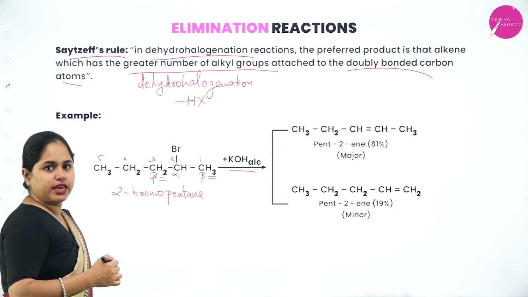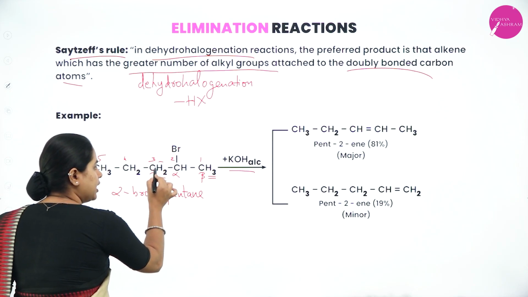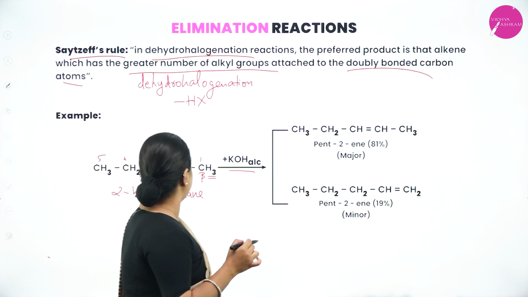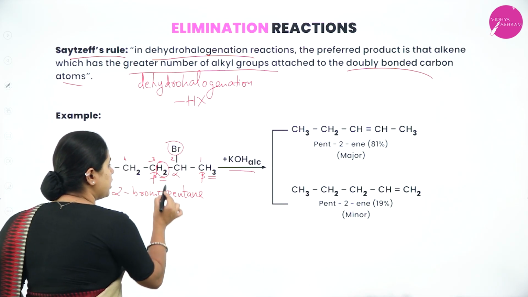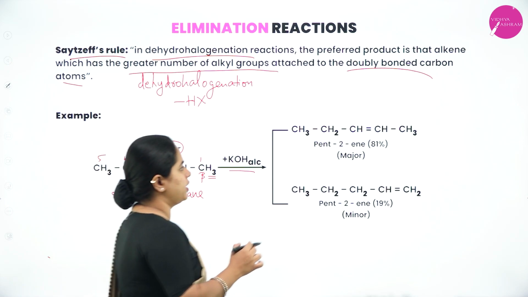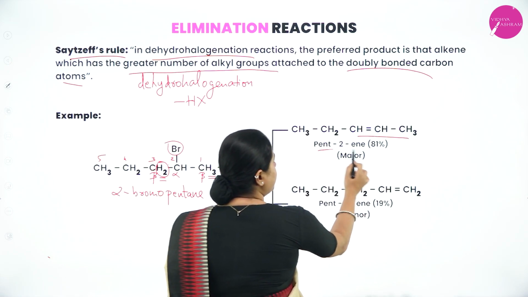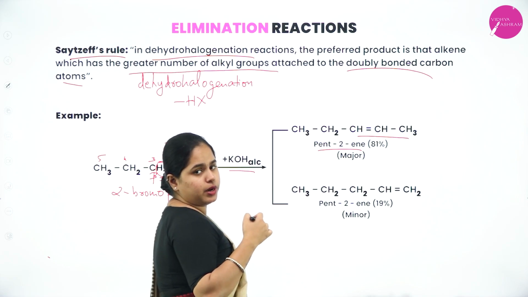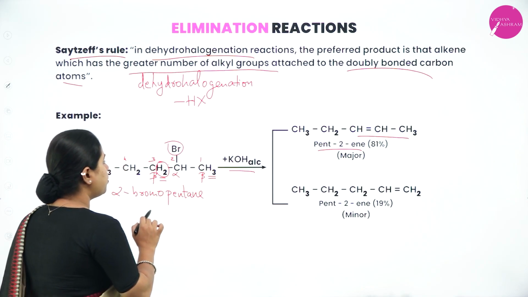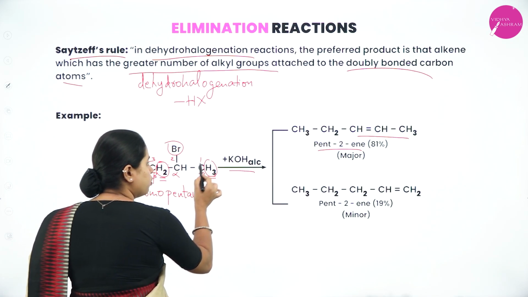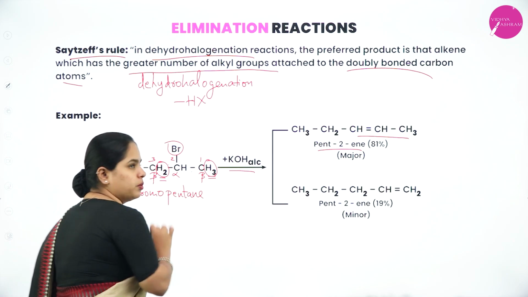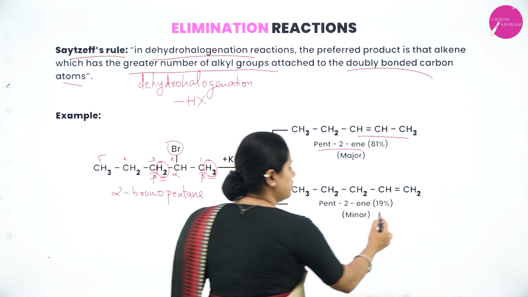So, in the first case, we are going to consider the hydrogen atom being removed from here and the halogen removed. In that case, what happened? The hydrogen is removed from here, which means a double bond will come between the third and the second carbon atom, which is shown here, right? So, you get pent-2-ene, with the double bond between the second and third carbon atom. Another possibility is hydrogen can be removed from this beta carbon atom. So, what happens? A double bond will be formed between the first and second carbon atom, which is shown here.